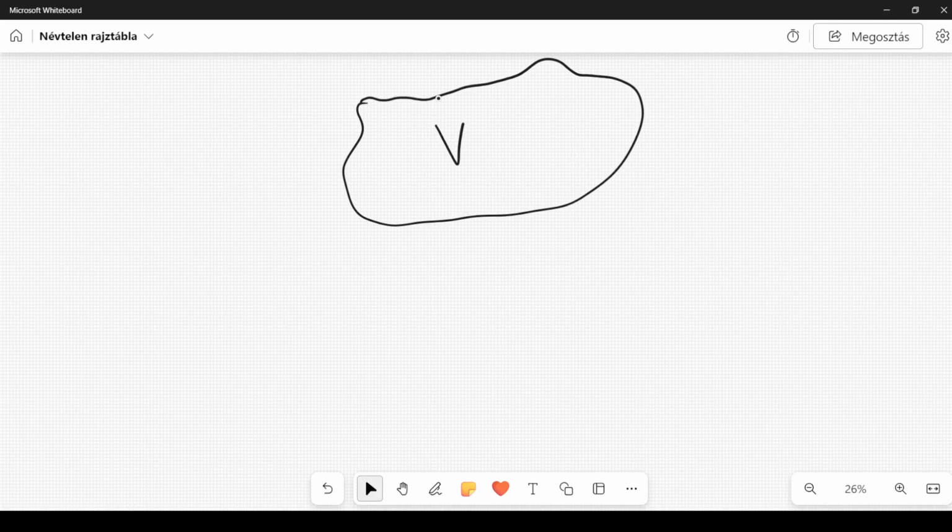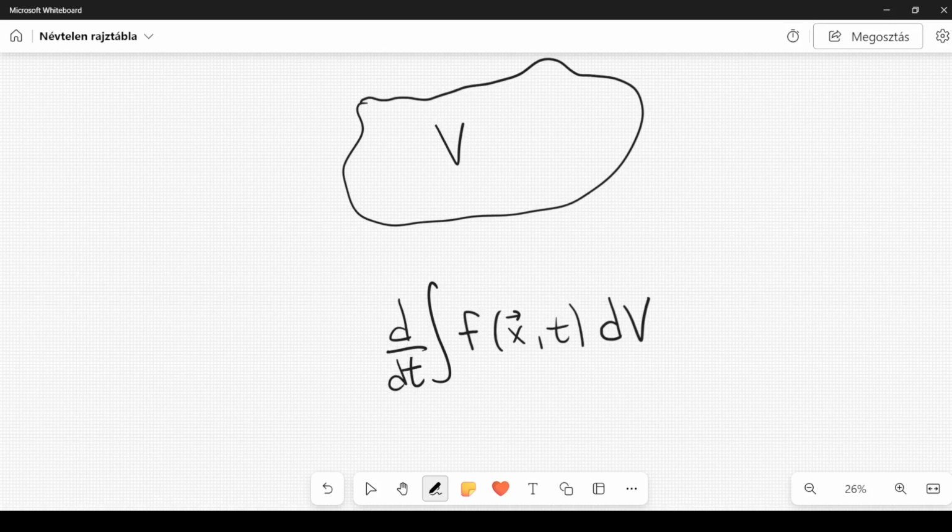So we have a generic object, which is a volume, and then we can define some functions that characterize the physical system. So we might have a function, let's call it f, which depends on the position and might depend explicitly on time. And we might need to integrate the function over the volume. So this might represent some physical quantity. And here we are interested in how to evaluate the time derivative of this object.